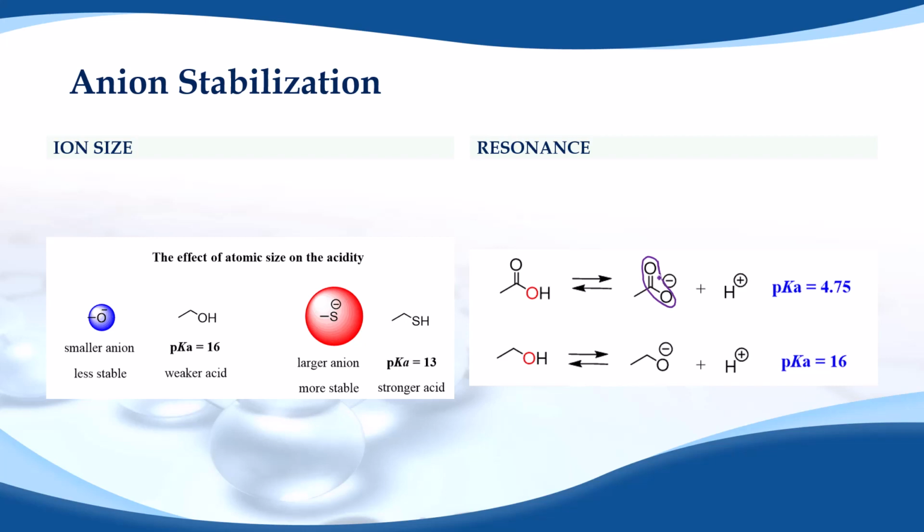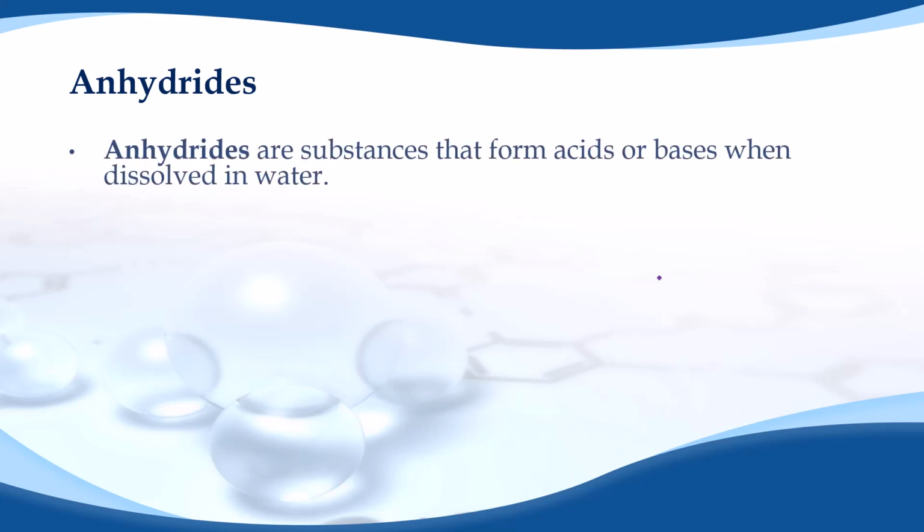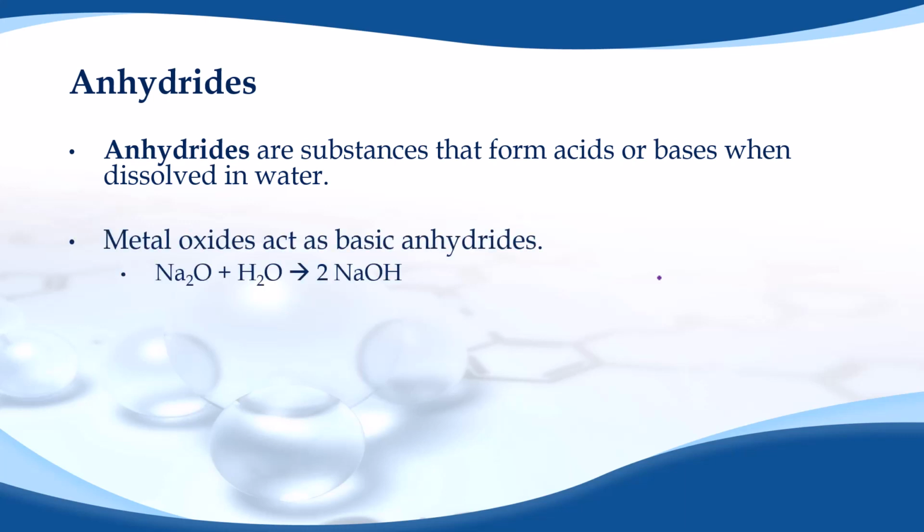Now we'll talk about something that they love asking multiple choice questions about, which is anhydrides. An anhydride, simply put, is something that, when you dissolve it in water, will form either an acid or a base, depending on what it is. Your anhydrides are typically oxides. If I take a metal oxide, like in this case sodium oxide, and dissolve it in water, it will form sodium hydroxide. Because it forms sodium hydroxide, this is a basic anhydride. It forms a base.